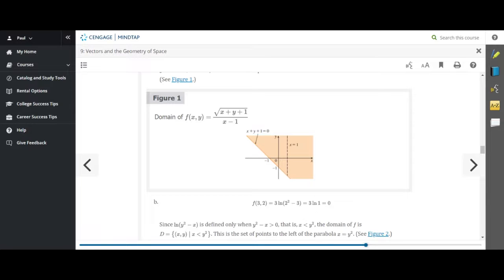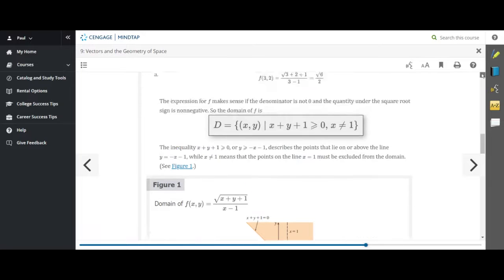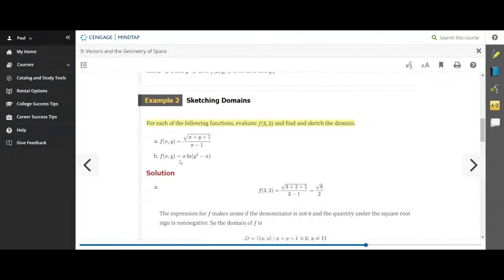So just like when we have functions of one variable, we can talk about a domain. When we have functions of two variables, we can also talk about a domain. Now, for this second problem, the function of x and y is x times the log of y squared minus x.